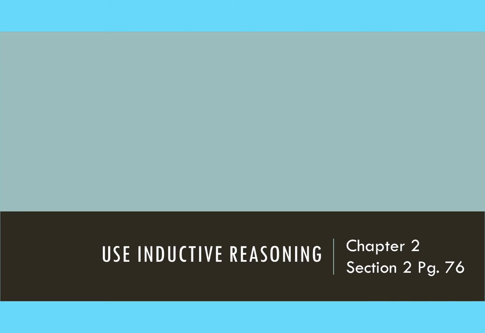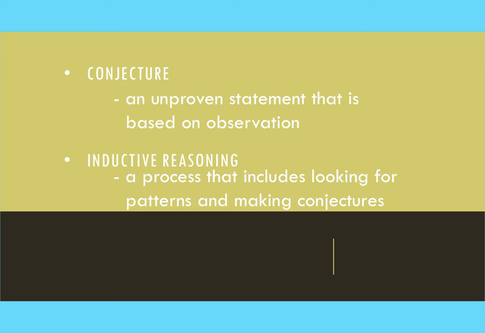So this is called using inductive reasoning. This is where a lot of logic is going to come into play. This is where those questions of are they true, or what can I determine from the information, come from. All of this comes from inductive reasoning. A conjecture is an unproven statement that's based on an observation. So you're watching things happen, and then you make a decision based on what you're seeing. That's a conjecture. Inductive reasoning is the process of getting to that conjecture. It's the process that includes looking for patterns and making conjectures.